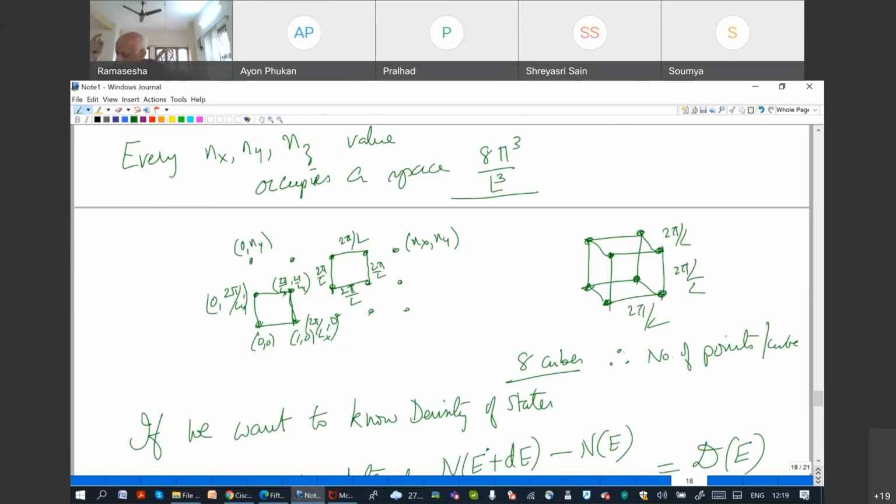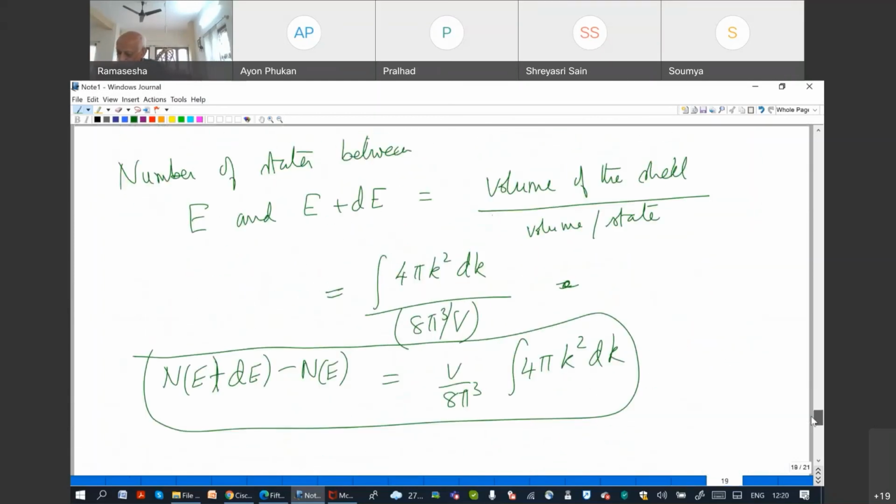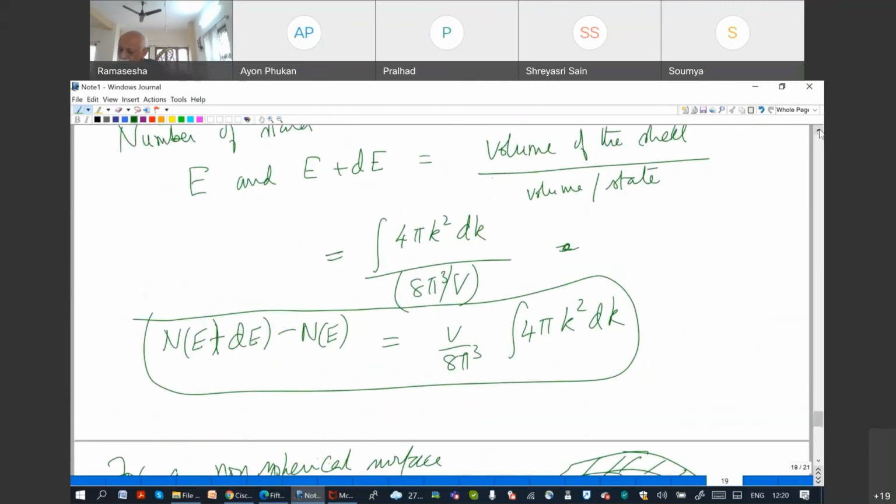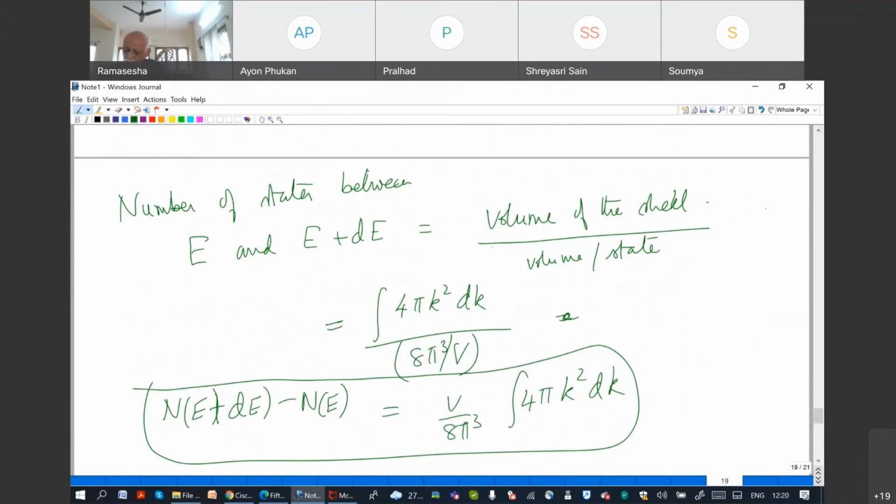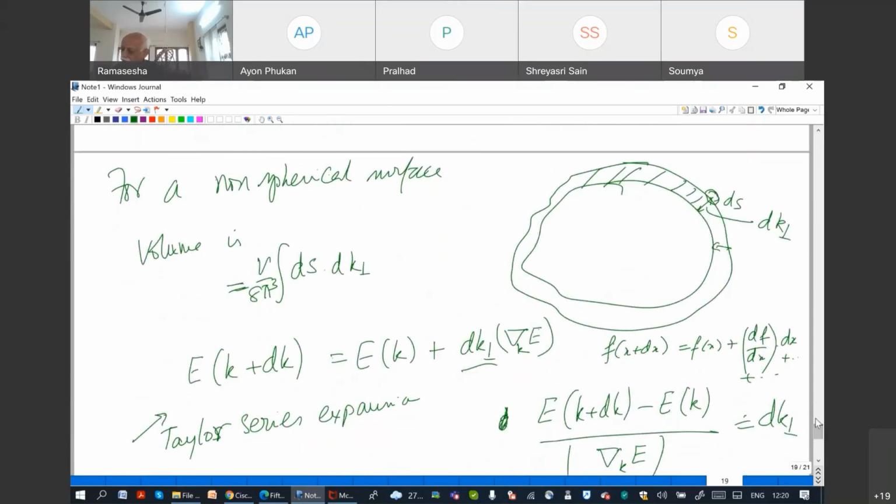Which means that in the k space, when I calculate the volume, that volume divided by the volume per state gives you the total number of states. The volume of the shell, if it is a sphere, is 4 pi k squared dk, divided by (2 pi) cubed by V, which is V by (2 pi) cubed. But in general, the surface in a solid is not spherical. The constant energy surfaces are not spherical.